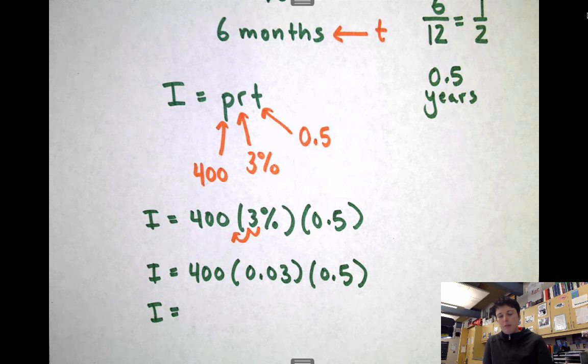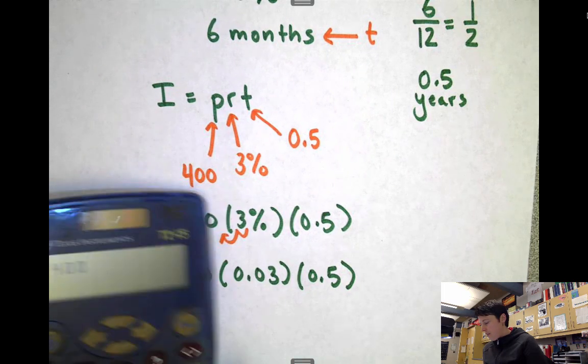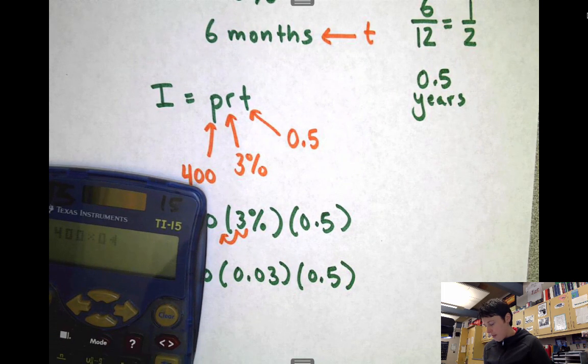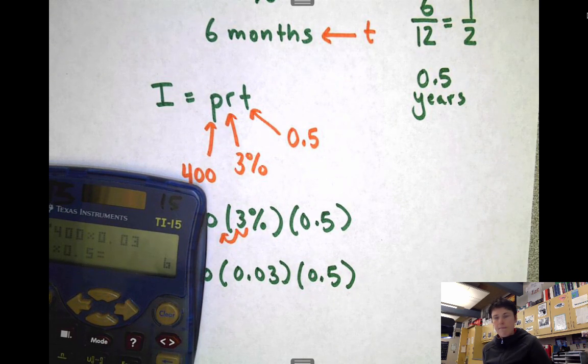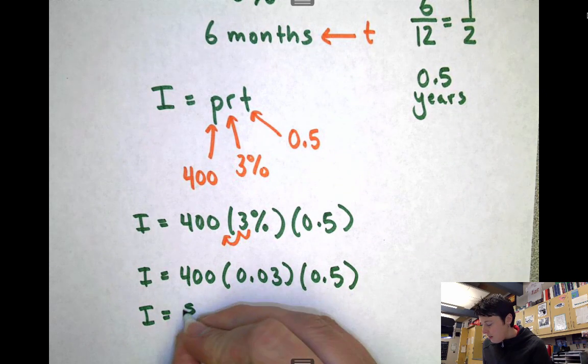And then we can solve for the interest now by multiplying those 3 numbers together. So let's do the multiplication. We're going to use calculators for this stuff. Let's figure out what 400 times 0.03 times 0.5 is equal to. Oh, nice number, 6. It comes out to 6 on the dot, which means our interest is $6.